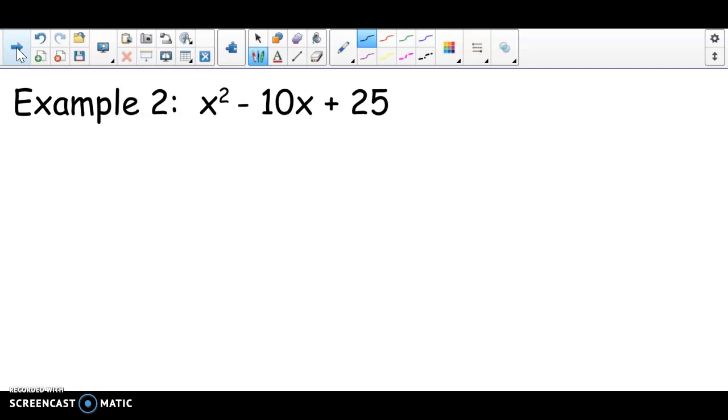Example 2. Is there a GCF that I can take out? Nope, there is not one. So then I put my two sets of parentheses. I look at my signs. Both of them will be the same. This time they will both be negative.